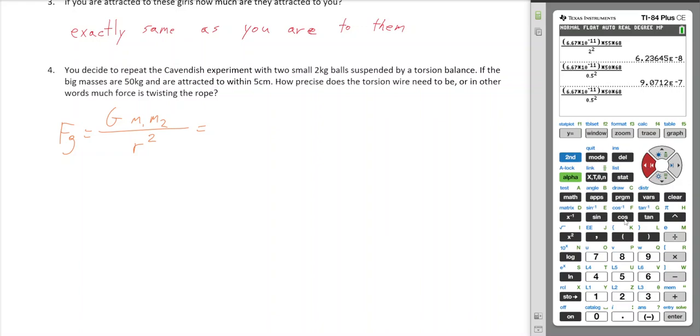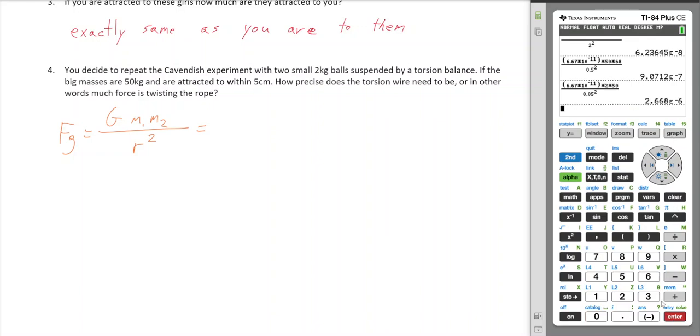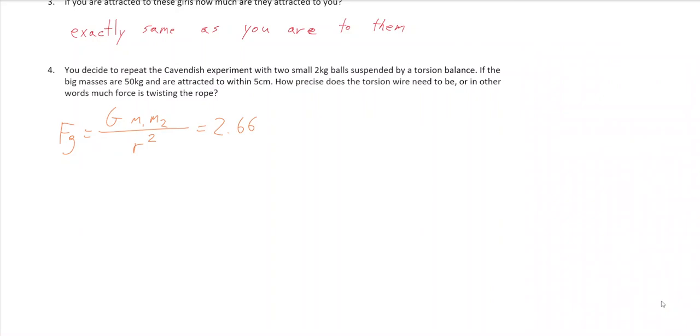Okay, this is 0.05 because it's 5 centimeters. Okay, and then these ones are 2 kilograms and 50 kilograms. Okay, enter. So we get a value of 2.668 times 10 to the negative 6 newtons. Is that the correct amount of force twisting the rope? No. You have to be careful here because there are two small balls.